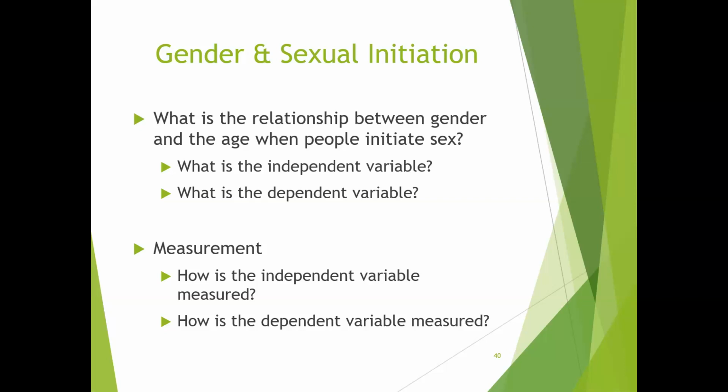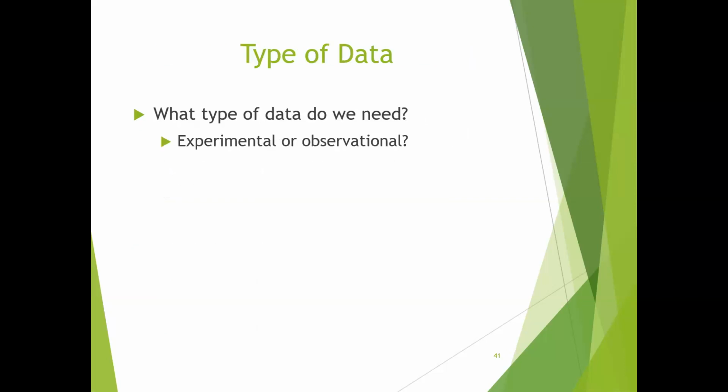All right. Now, this is really important, right? Because the measurement levels of these variables determine the type of tool that we use for assessing the relationship between gender and age at sexual initiation. But first, what type of data do you think we need to answer this question?